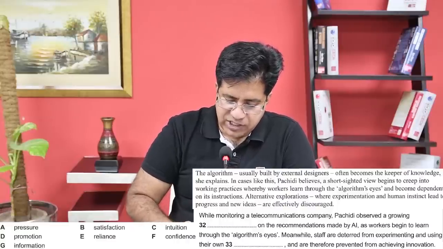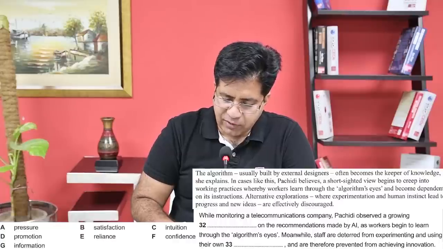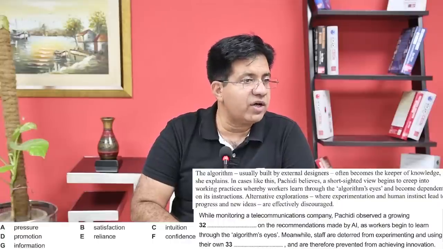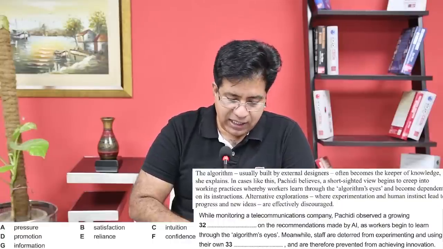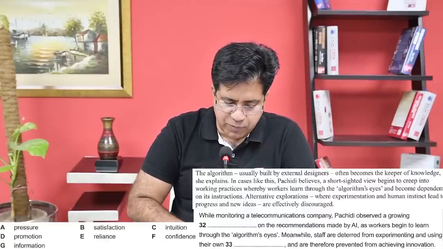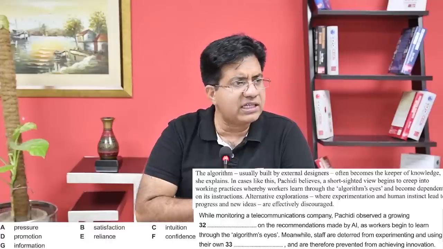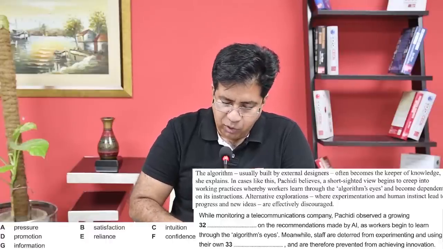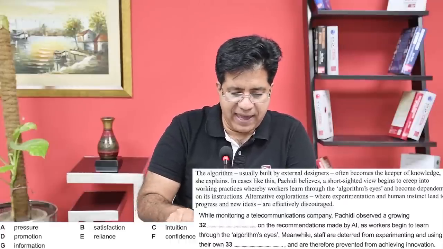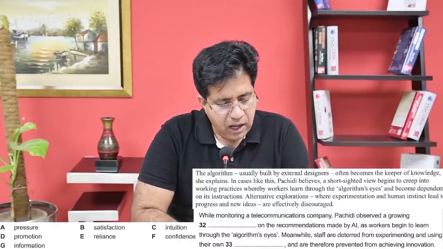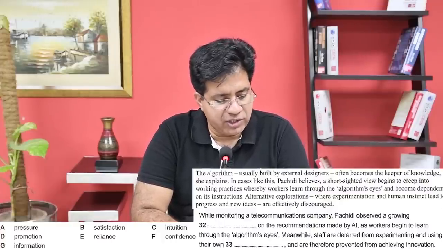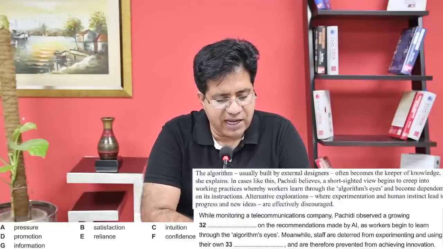So, what does she say? Workers learn through the algorithm's eyes and become dependent on its instructions, the instructions of artificial intelligence. Alternative explorations where experimentation and human instinct lead to progress and new ideas are effectively discouraged. So, they depend more on its instructions. Now come back. A growing dash. Growing means they depend more on the instructions. For instructions, they use the word recommendations.